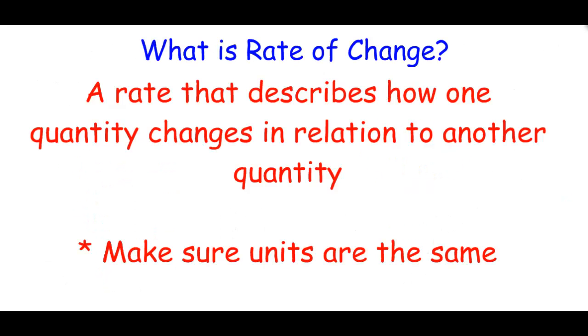So the next thing we're going to talk about is rate of change. A rate of change is a rate that describes how one quantity changes in relation to another quantity. And you've dealt with these before, but you might not have used the term rate of change. And the key thing is to make sure our units are the same. And you're going to see that in our next example.